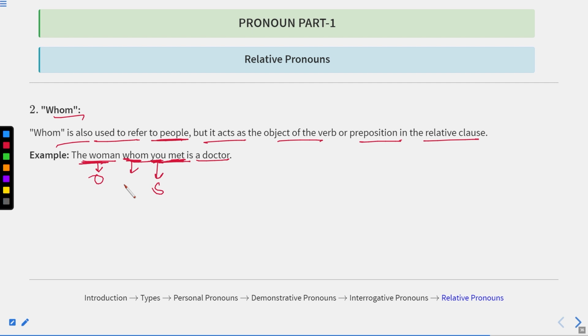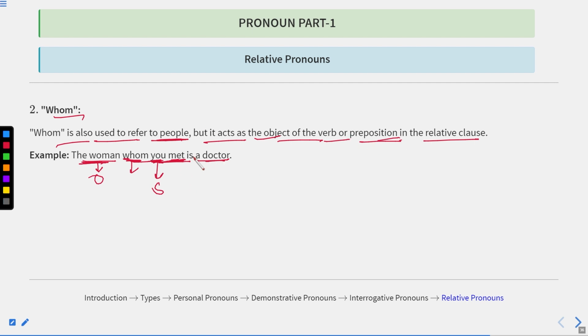However, I will describe the difference between the use of who and whom in a sentence. I will elaborate on it in detail in the later sessions. Okay, so this is very, very important, believe me. Whom is the object of the verb or preposition.